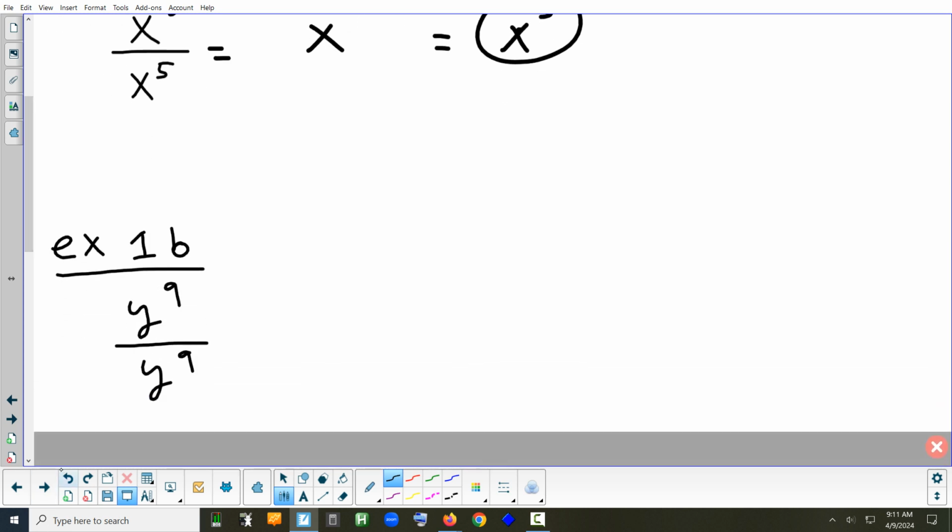All right, let's try this one. Y to the 9th divided by y to the 9th. We don't even have to think about it. That one's going to automatically be 1 because you are dividing two things that are exactly the same.